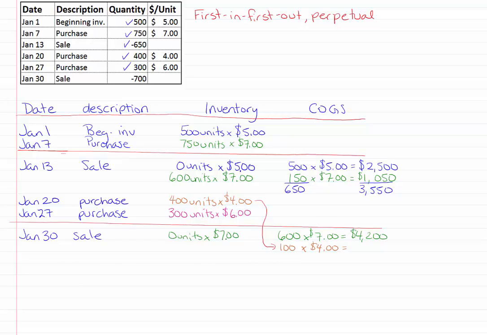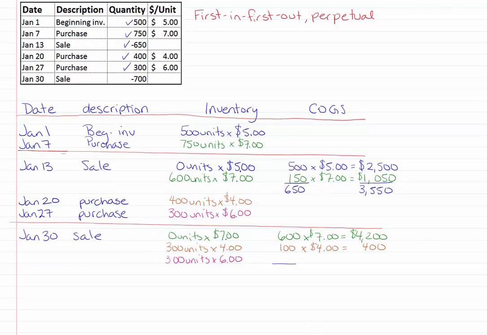We're now going to have to take the additional amount from the next purchase we had made. So we had 700 total sale. We've accounted for 600 of it. So we're going to have to take 100 units from the next purchase, which leaves us with 300 units still in inventory to sell at a later date. We haven't sold any of the 300 units that were purchased on January 27th, so those are all going to remain in our inventory account.